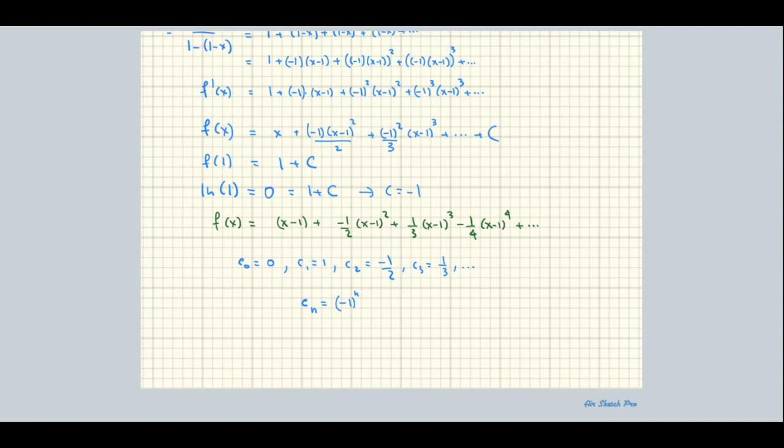Okay? Ask yourself, which ones are positive and which ones are negative? The ones that are positive are the odds, and the negatives are the evens. I should have continued, right? c4 was negative a fourth, yeah? Okay. So I'm seeing that c sub n, negative 1 to the n, gives me positives on evens and negatives on odds, so I need to push it over by 1. And now I'll have positives on odds and negatives on evens. And it's just going to be over n, isn't it?